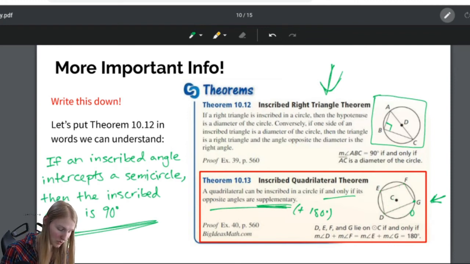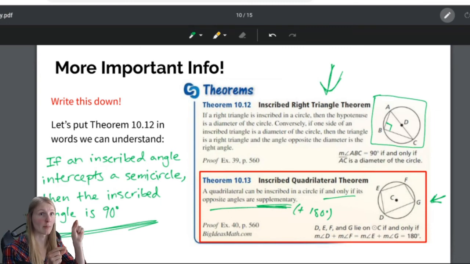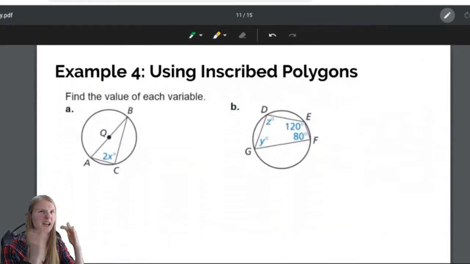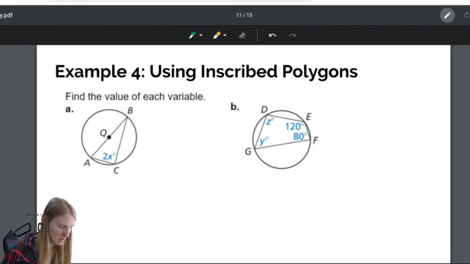So, you see a quadrilateral inside a circle. Opposite angles, supplementary. Okay, let's see examples of these. In case you're still confused about what those theorems mean, we're going to see an example. Find the value of each variable.